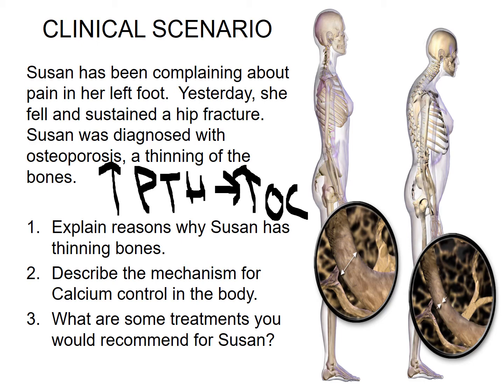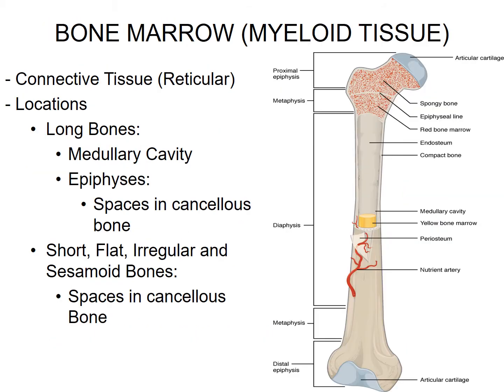Let's move on to the next slide and we'll cover the next topic. Our next topic is involving bone marrow, which is also known as myeloid tissue. And what bone marrow, specifically red bone marrow, is going to be involved with is making all of the blood cells. So not just red blood cells, but also platelets and your white blood cells. So this is considered a connective tissue. And this is that odd tissue that we talked about in Chapter 4, the reticular tissue, that has to deal more with the immune system.